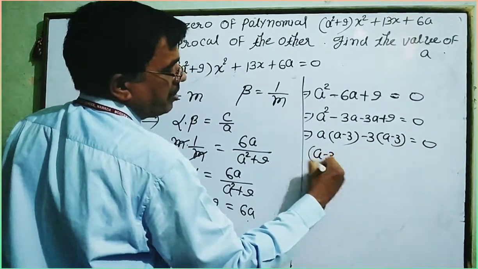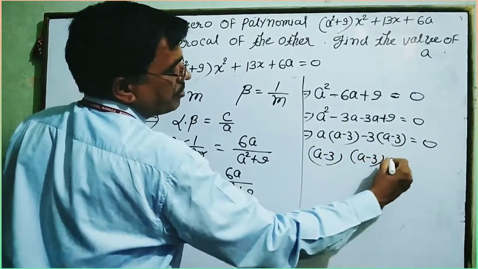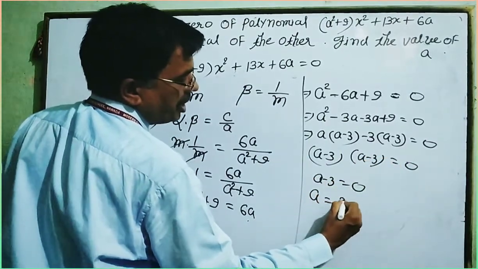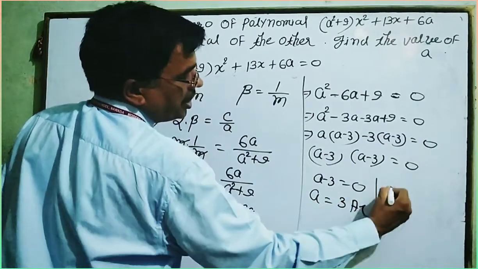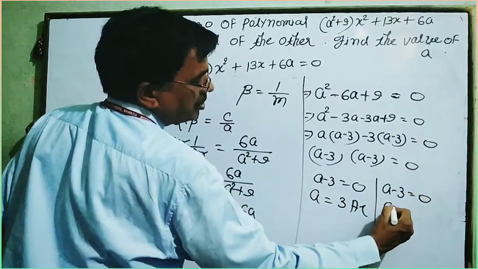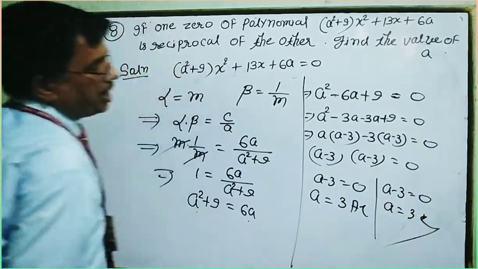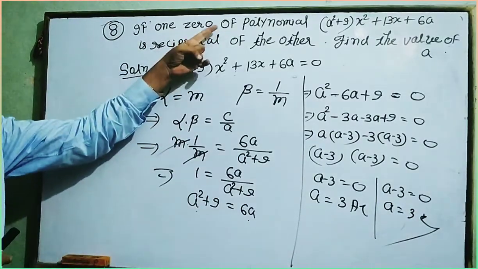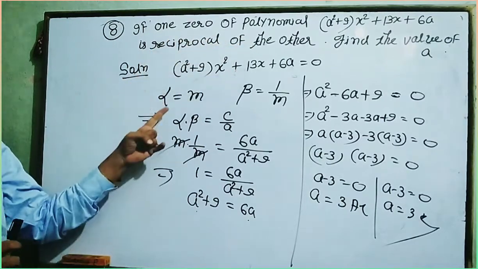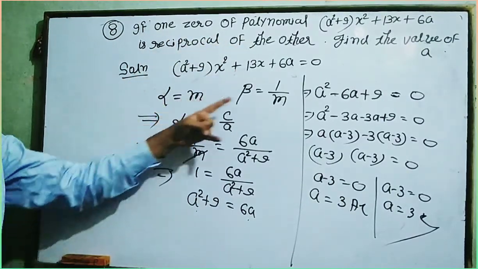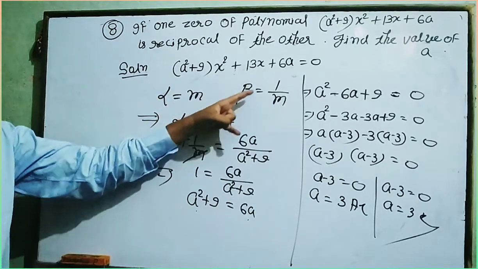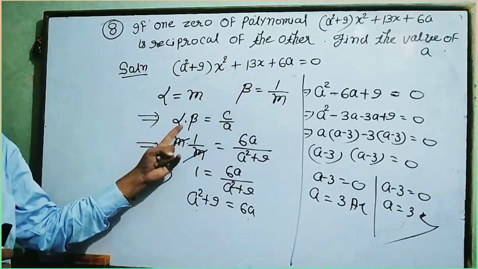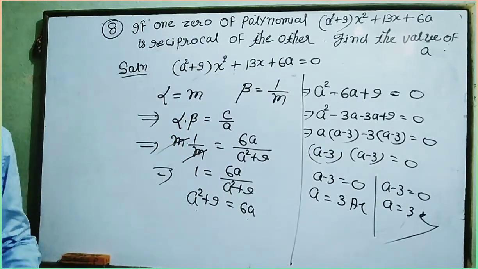Then it is a minus 3, and next is also a minus 3. So the value of a minus 3 is equal to 0, then a is equal to 3, first answer. Next is also a minus 3 is equal to 0, then a is 3, then it is the second answer. That is, the value of a is only 3. So here the condition is that one is the reciprocal of the other. So I suppose the zeros are alpha and beta. If alpha is m, then beta is 1 by m. And the relation for a is only c and a. So I use here the product of the zeros. Now see the next one.